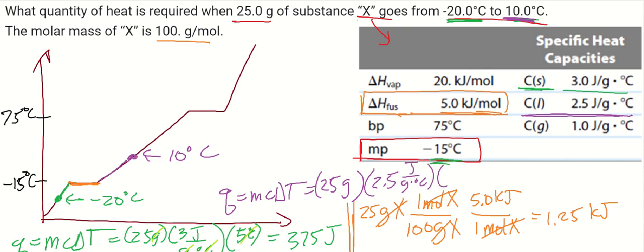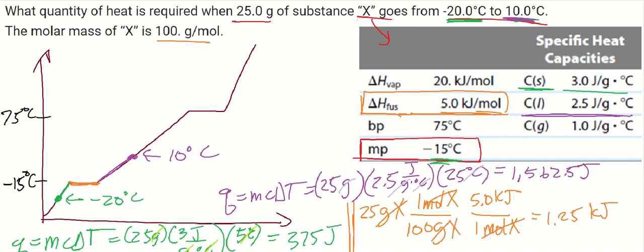And then the change in temperature is final minus initial: 10 minus negative 15, which is 25 degrees Celsius change. We can cross out the Celsius, cross out the grams. Should have left myself a little more room for this problem. 25 times 2.5 times 25 again. So we get 1,562.5 joules.